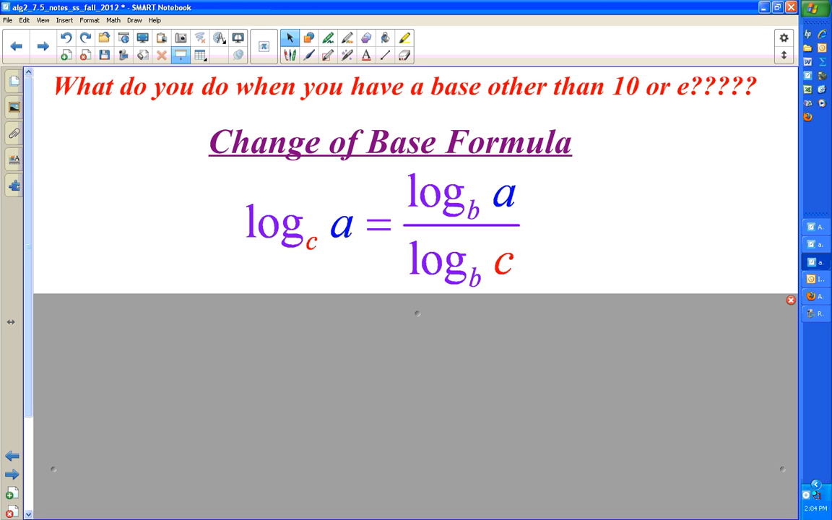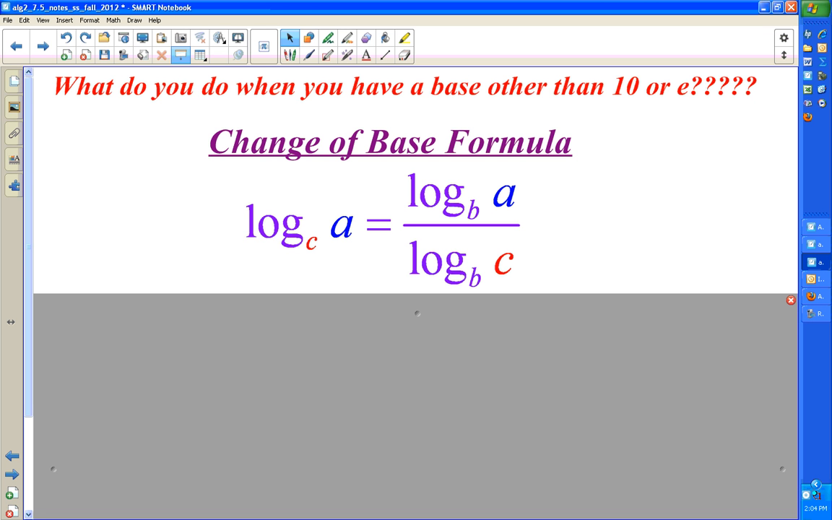And if you look at this, you can see how close and confusing this is to the quotient property. You don't have log divided by log in the quotient property, but that's the common mistake. Where did you get the B? You're given B: pick whatever you want.